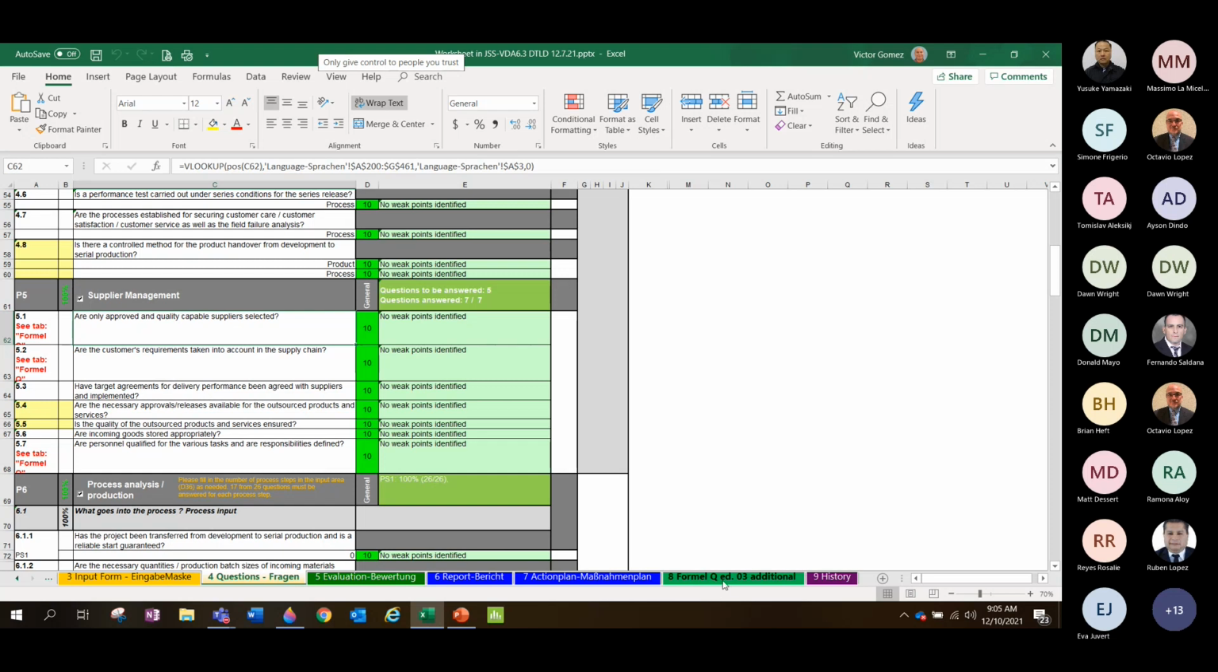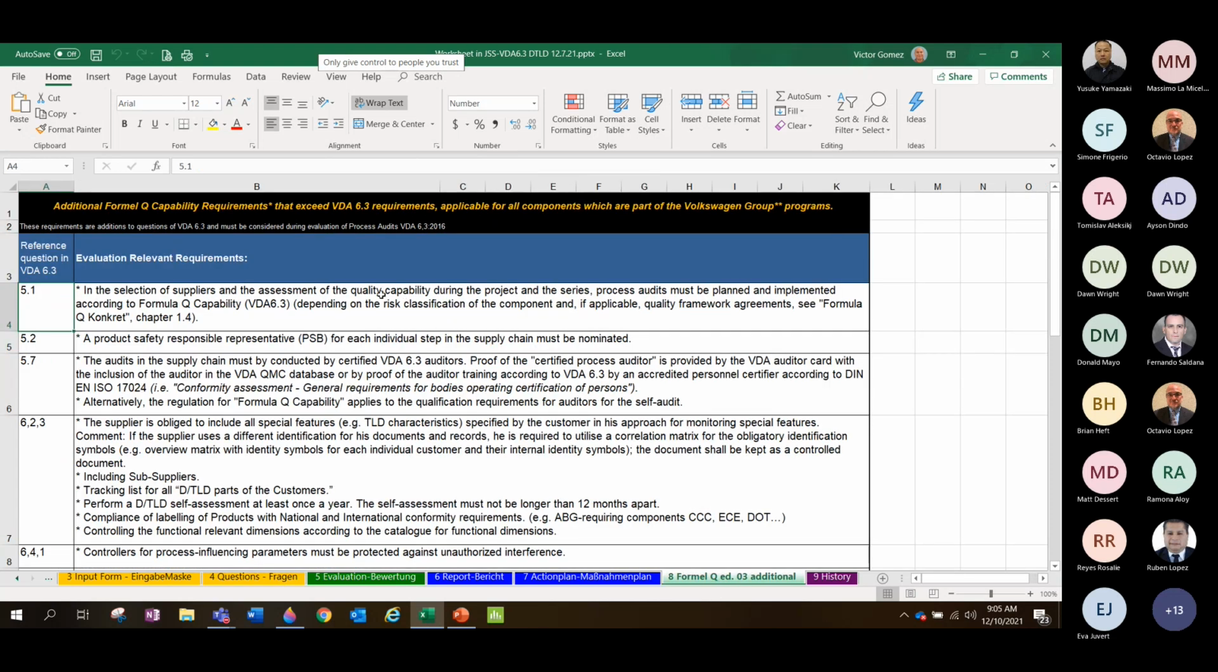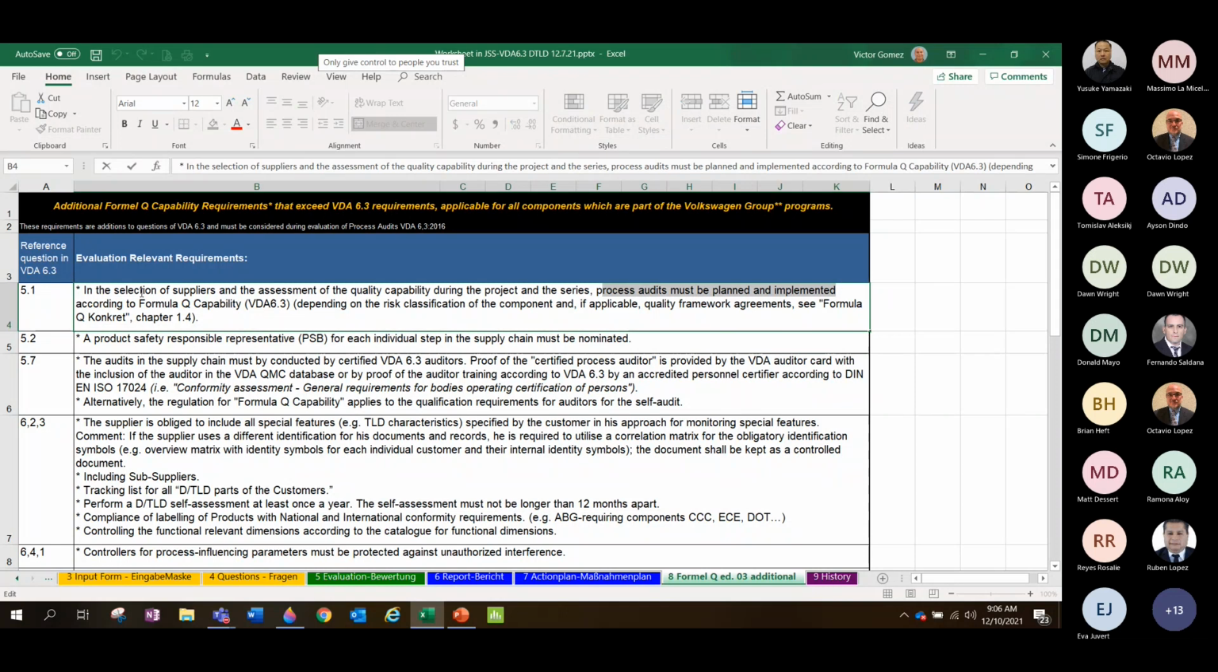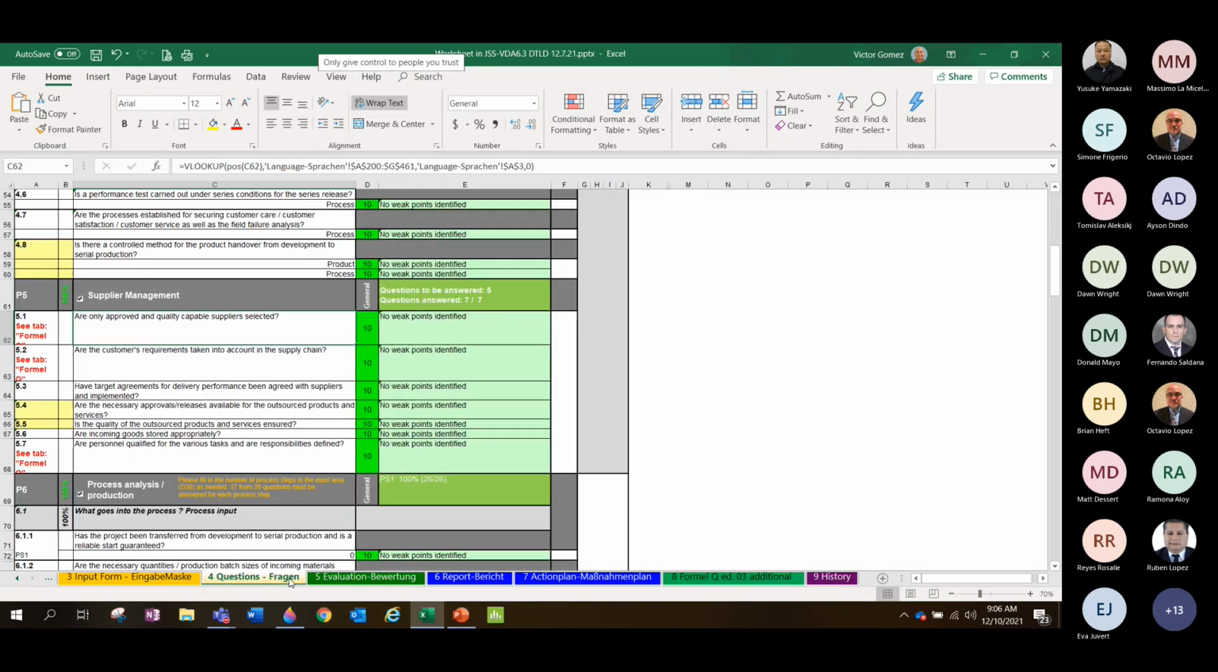And I will be asking, because the Formula Q concrete is asking for a specific, hold on a minute, I see it here. Process audits. Basically, that's what it's telling us. In the section of suppliers and the assessment of the quality capability during the project and the series, no matter if it's just a new launch or current production, it's requiring Formula Q process audits must be planned and implemented according to Formula Q capability. I'm going to let you know from now, it's expected that if we see yellow suppliers, the question is going to be, why? Because they have some performance issues, or deliveries, or the scorecard is this, or we have a field action with those guys, something. If we have a yellow supplier, there is something in there, okay?